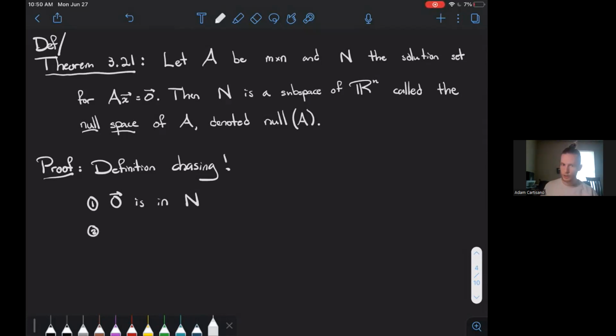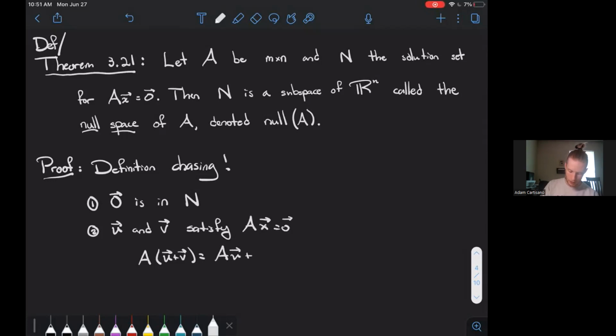If you had two solutions, if U and V satisfy AX equals 0, then AU equals 0 and AV equals 0. So you just compute A times (U plus V), which equals AU plus AV, which is 0 plus 0, because both of them are solutions to the homogeneous system.